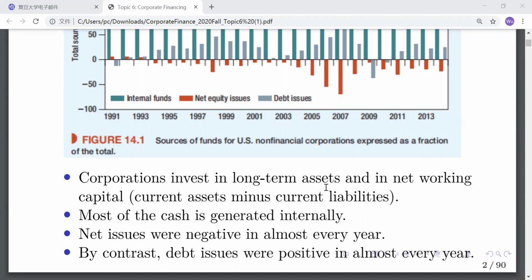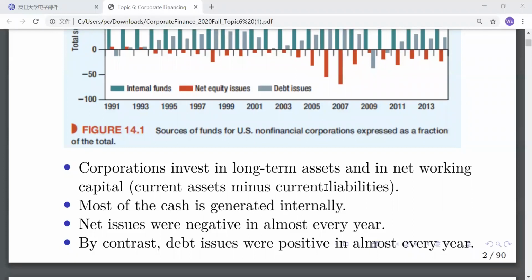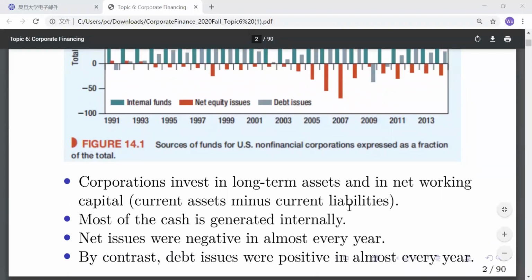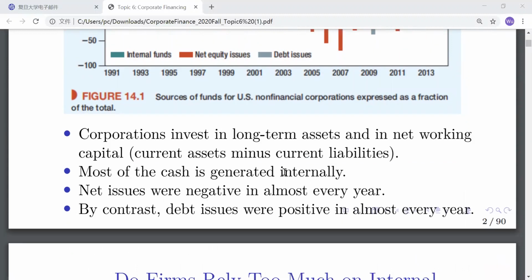From the graph, we can see most of the cash is generated internally. The net equity issues were negative in almost every year, meaning that firms engage in buyback more than share issuance. But in contrast, debt issues were positive in almost every year, right? So that seems to suggest firms like to use the internally generated cash in the first place, and then they move on to debt, and equity issuance seems to be the least favored option for firms. This is an important point, and we're going to talk about this again in the next topic and also the topic after that, which is the firm's preferences over different financing choices.